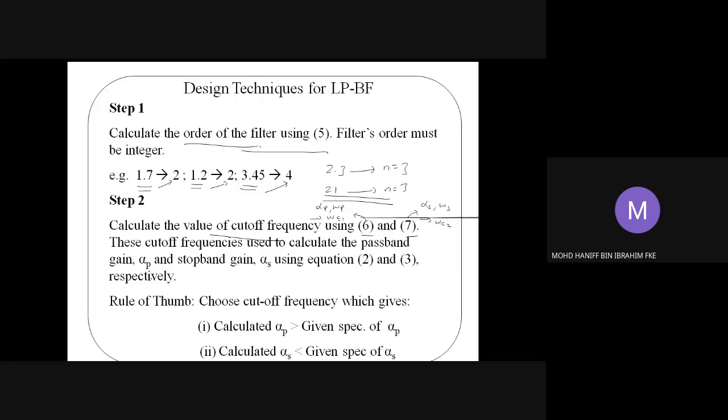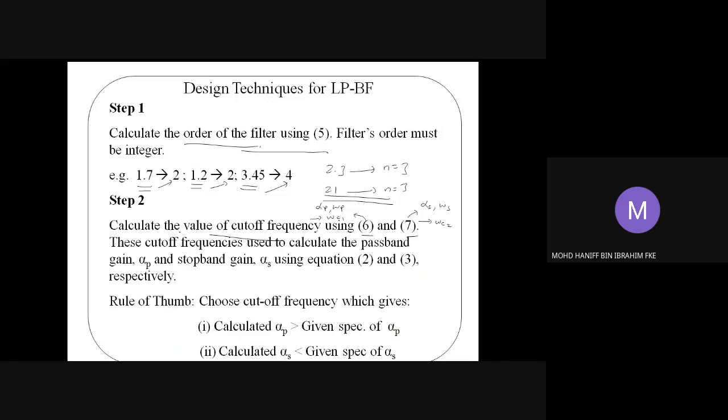Sorry, I need to erase this line here. Okay, right. So we're going to have 2 cutoff frequencies here from 6 and 7. But we need to choose only one out of these 2. We need to choose only one, and there is a rule of thumb that needs to be used.